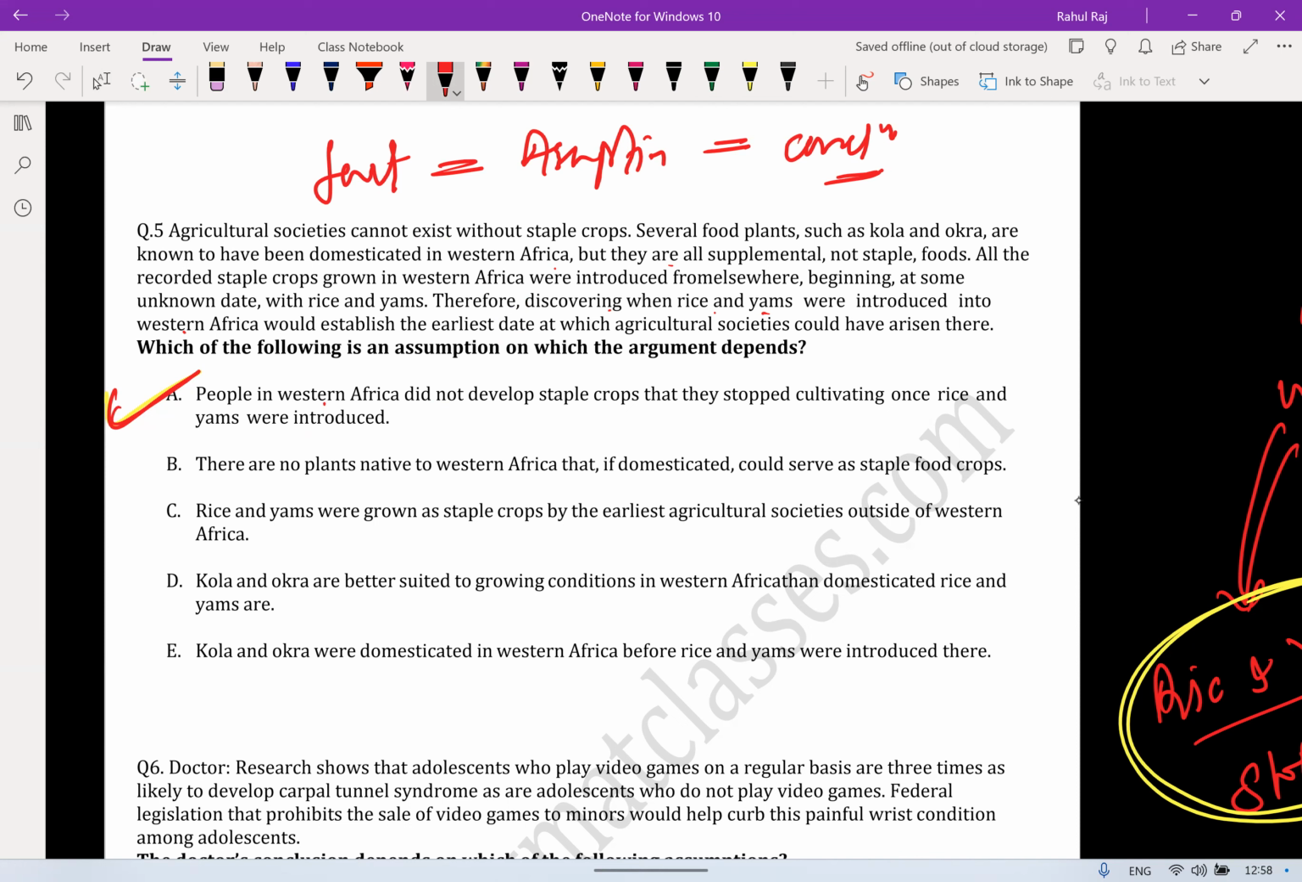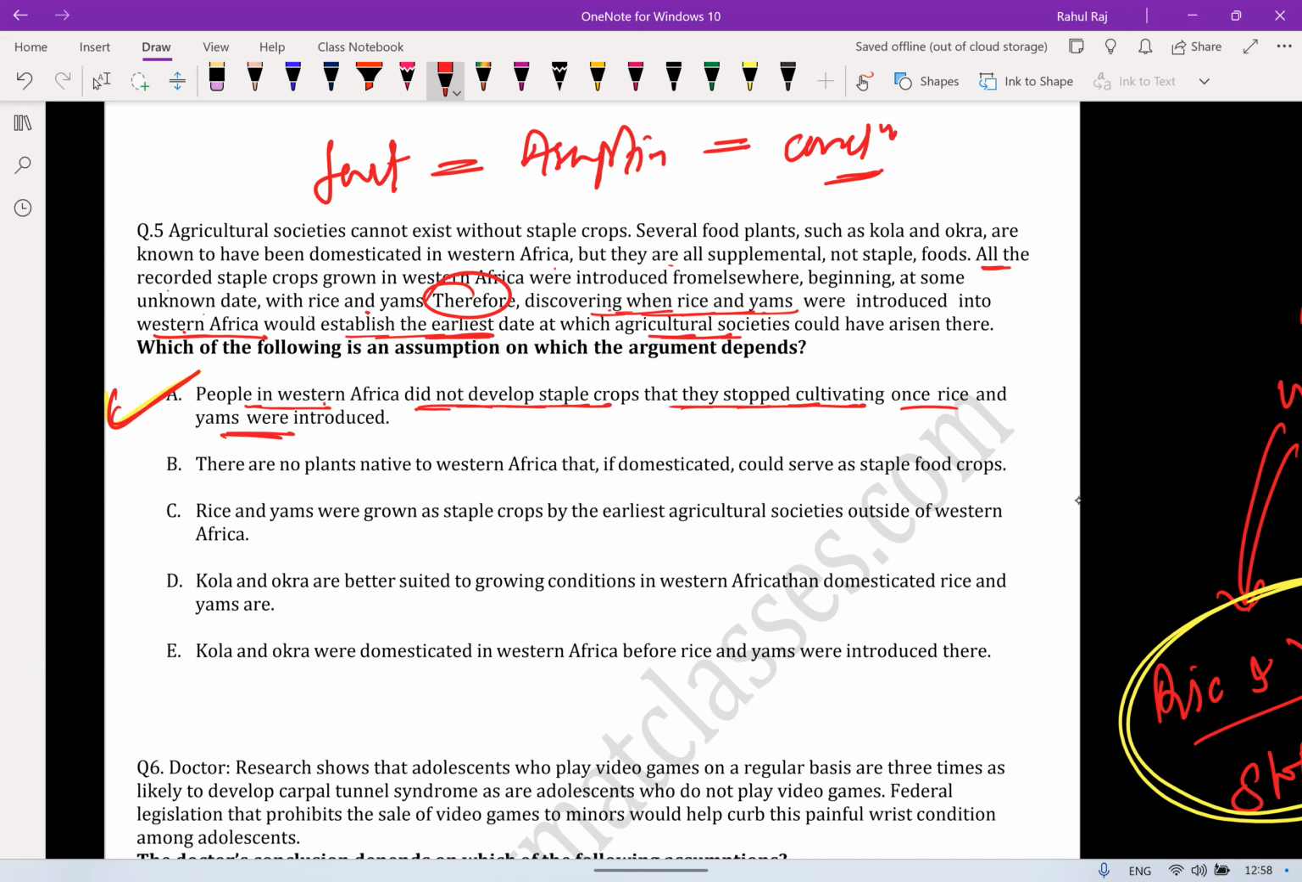Now imagine when I'm reading this: all the recorded staple crops grown in Western Africa were introduced from elsewhere, beginning at some unknown date with rice and yams. Now people in Western Africa did not develop staple crops that they stopped cultivating when rice and yams were introduced. And therefore, discovering when rice and yams were introduced into Western Africa would establish the earliest date when agriculture society could have arisen there. Am I making complete sense? Yes or no?